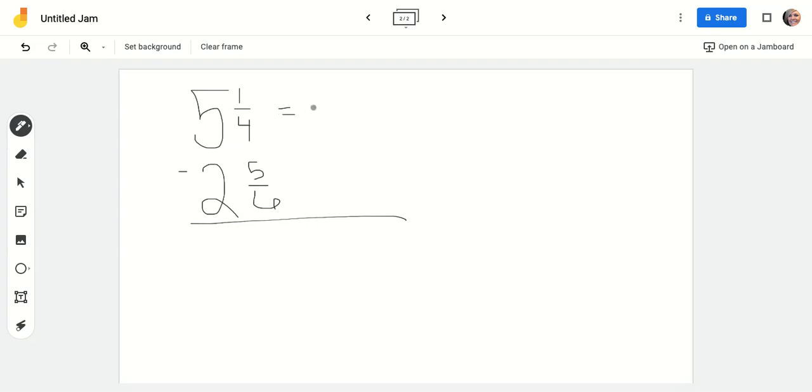So I am going to change my denominators into 12. And the way I do that is by multiplying this 4 times 3, which means I also have to multiply my numerator times 3. And 1 times 3 is equal to 3. And then I'm going to change the 6 into the 12, and I'm going to do that by multiplying times 2. So then 5 times 2 is equal to 10.